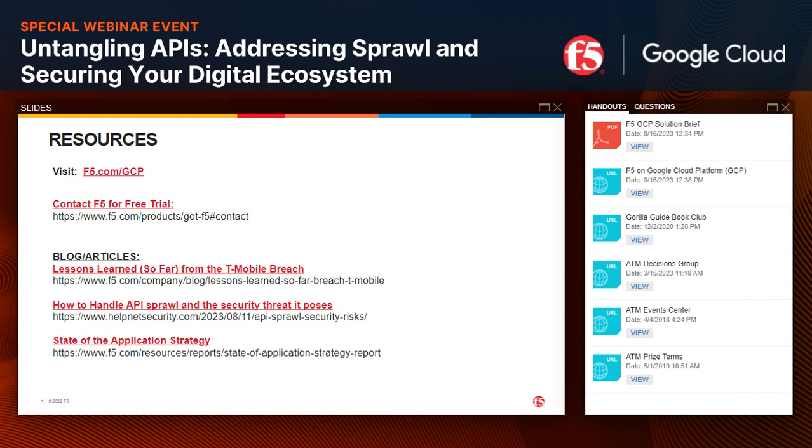Ian, Dave, Josh, I'm going to start you out with this question here. What are some common indicators that an organization might be experiencing challenges related to API sprawl and inadequate governance?